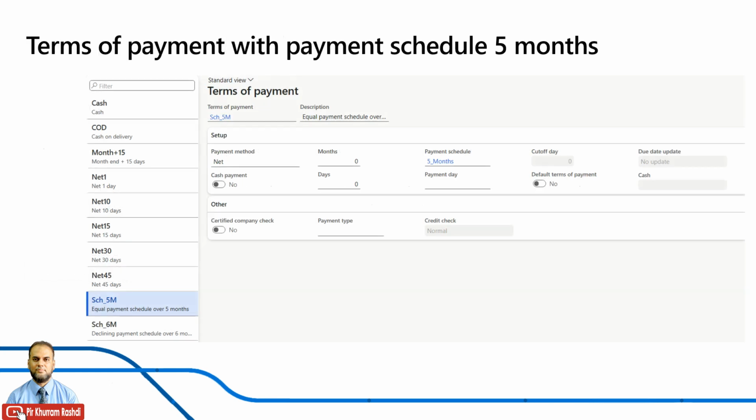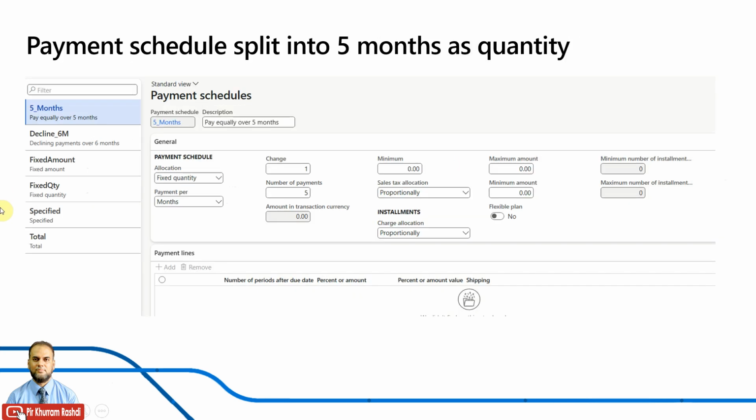Then terms of payment with a payment schedule. Here you can see this is the terms of payment form. In the terms of payment form, you can see there is the option terms of payment schedule of 5 months. Then you have a link here to the payment schedule of 5 months. So the field is available in terms of payment where you can link the payment schedule with any of the terms of payment. Okay, so this is the form of the payment schedule itself.